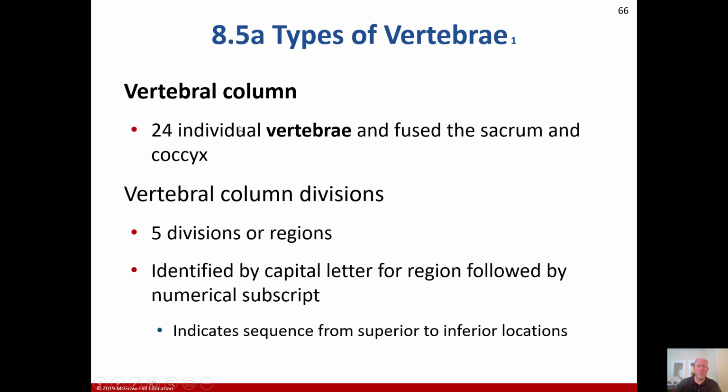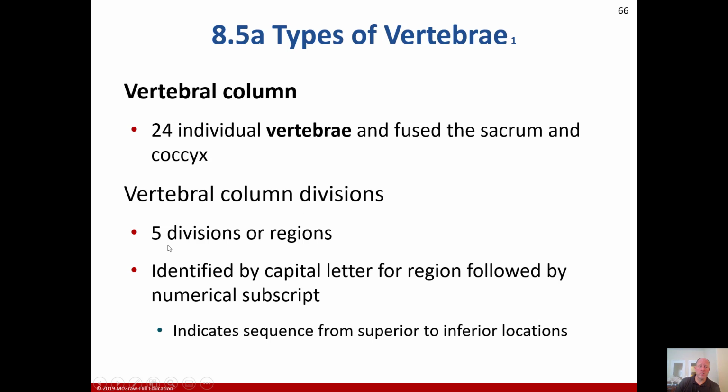Starting with the vertebral column, there are 24 individual vertebrae and a fused sacrum and coccyx. Technically, there are 5 sacral vertebrae, but they're fused into one, and there are technically between 3 and 5 for the coccyx, typically 4 of those, but technically fused as one.